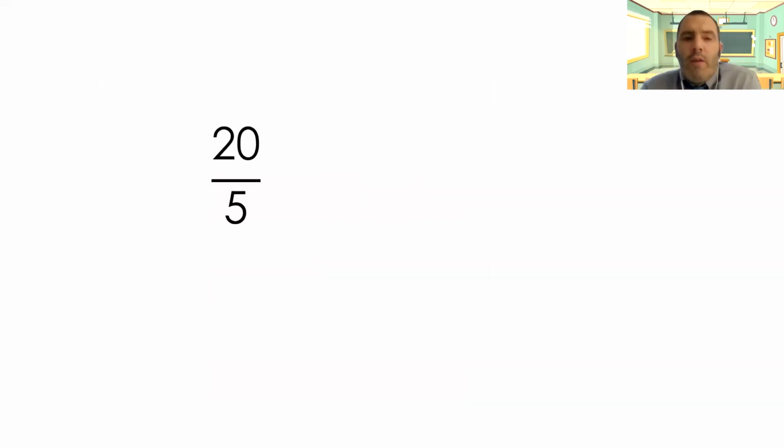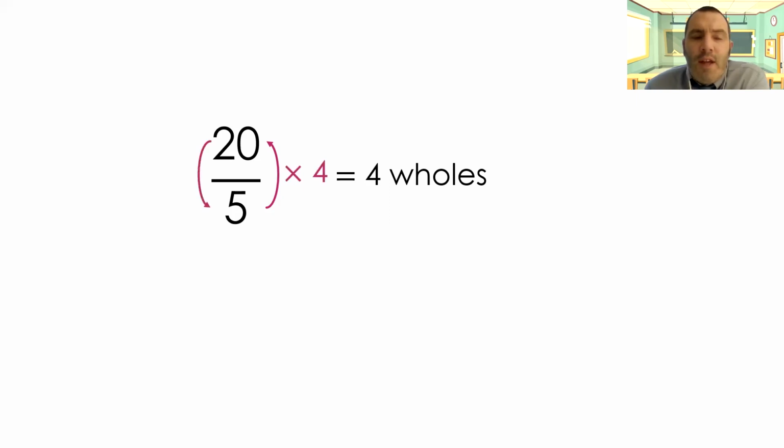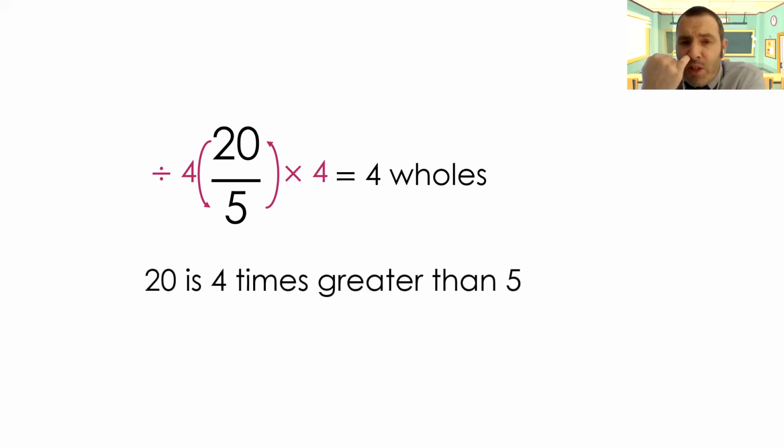So again, we can look at the relationship between our numerator and our denominator. And I'm sure you all know as well that our denominator is a factor of our numerator. So we know that 20/5 is 4 wholes. We've done that with the diagram on the previous page. So 5 times 4 gives me 20. 20 divided by 4 gives me 5. So we can do it both ways round. We can check and make sure we've got it correct. So 20 is 4 times greater than 5.